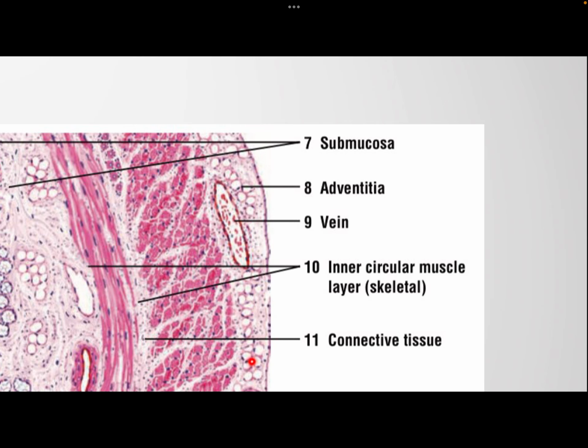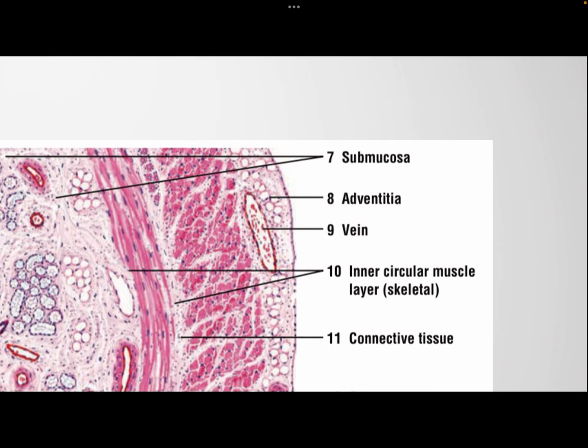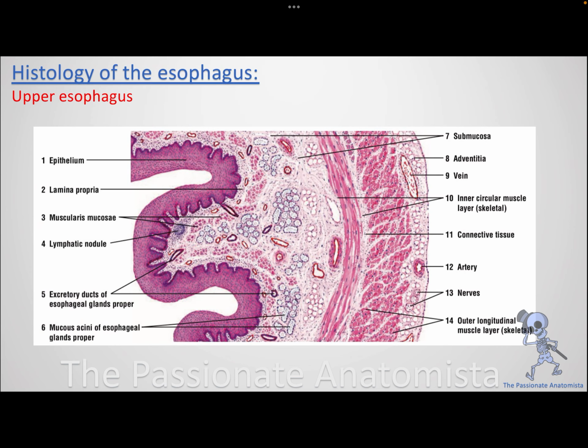I'm not sure here why they wrote it adventitia, but anyway, you know the idea. If you see a layer of mesothelium lining your organ, that's going to be the part that is covered by peritoneum. If not, then in the esophagus, the part that's not covered by peritoneum, that is not going to be.